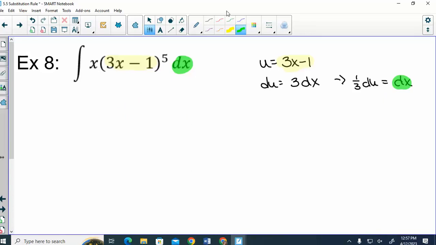What else do we have? We have another x out here. Okay, I can't do two substitutions in one problem. What could I change x to? Any ideas? We need it in terms of u. What's u? We add the 1 over, divide by 3.